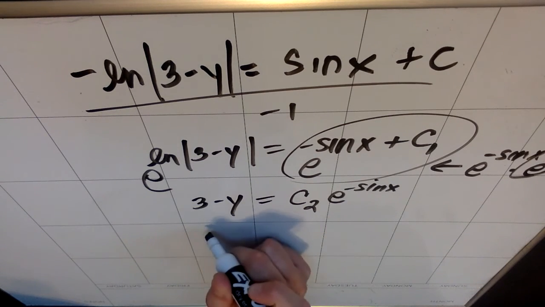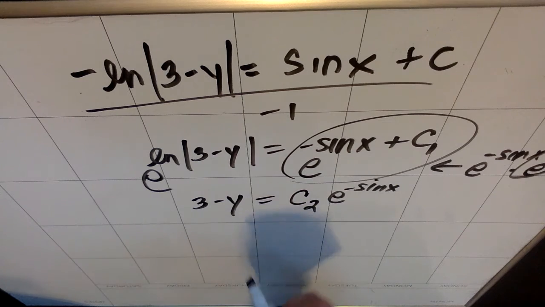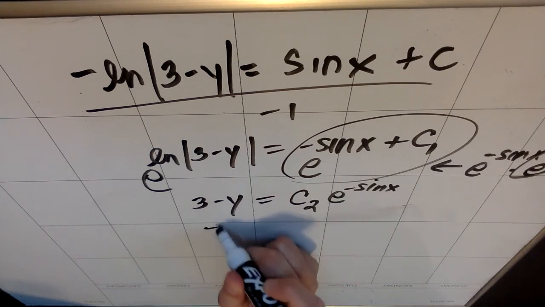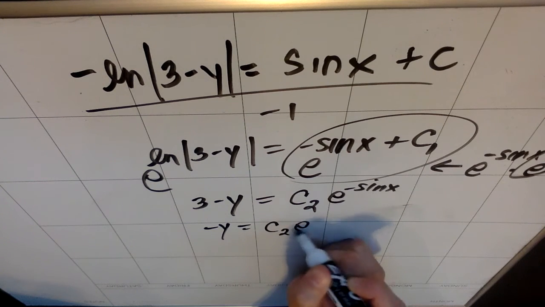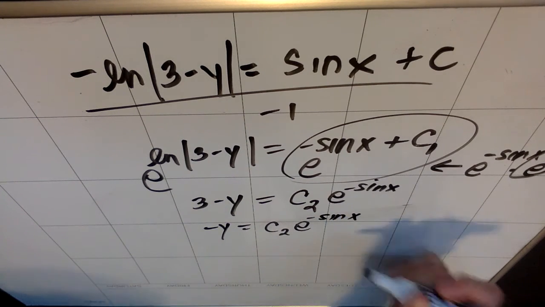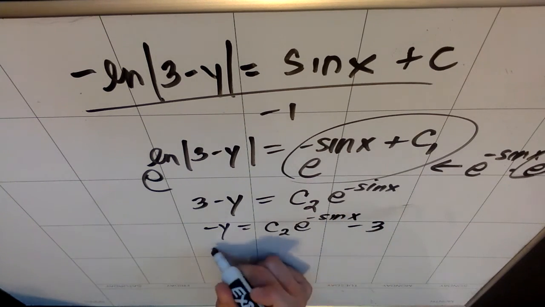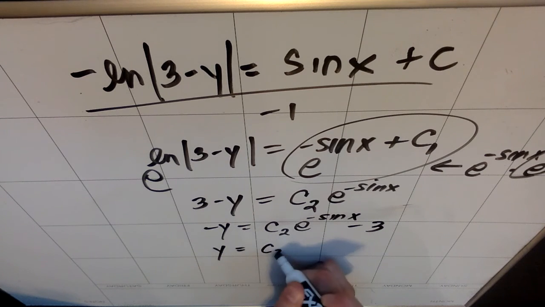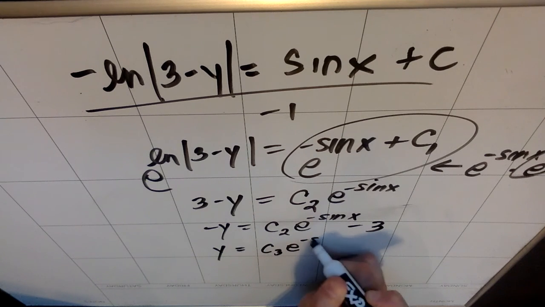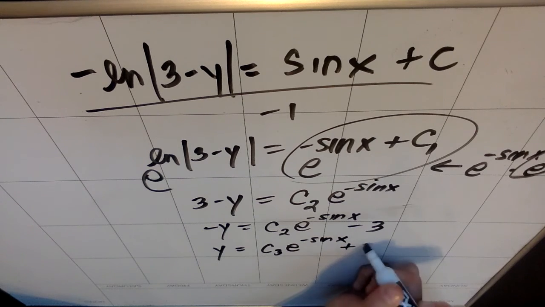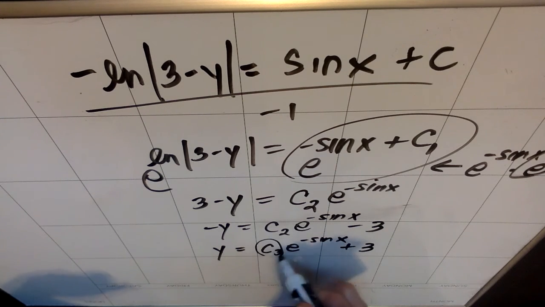If I go to solve, I'm going to subtract the 3 over, or honestly, you could just move this guy over and move this guy back. It doesn't matter. But I'm going to subtract the 3, so I'm going to get y equals c sub 2 e to the negative sine of x minus 3, and then divide everybody by negative. So I'm going to get y equals, and I'm just going to call this c sub 3, e to the negative sine of x plus 3, right? And so now I can find this c sub 3.